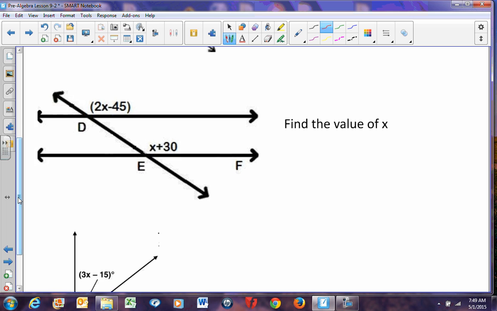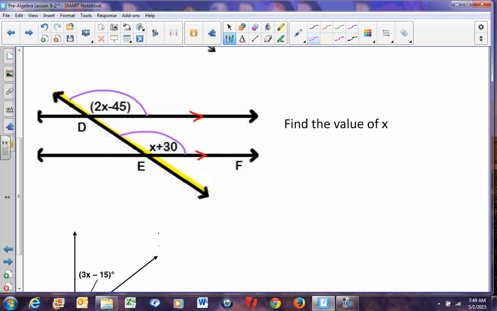Let's look at figure 2 here. We're going to find the value of x. You might look at that and go, ew. But it's not really that bad. These are my parallel lines right here. This is my transversal right here, which means I have some pairs of angles. This angle right here is a corresponding angle to this angle right there. And we already know that corresponding angles are equal. I already told you that.